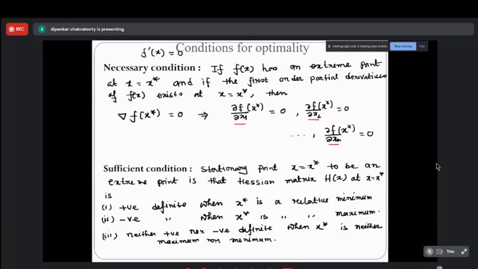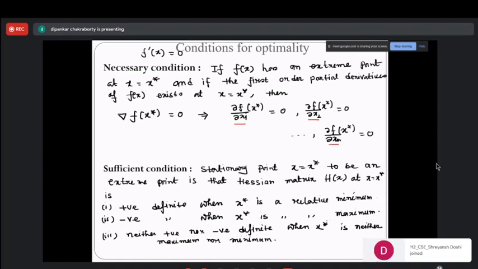I have mentioned to you already in the last class that although I am saying that it is positive definite, if it is positive semi-definite also, because I hope you can understand that positive semi-definite is another case of the positive definite. So if it is positive semi-definite, then also in that case, we are going to get that point as a relative minimum. And if it is negative semi-definite, then we are going to get that point as a relative maximum.